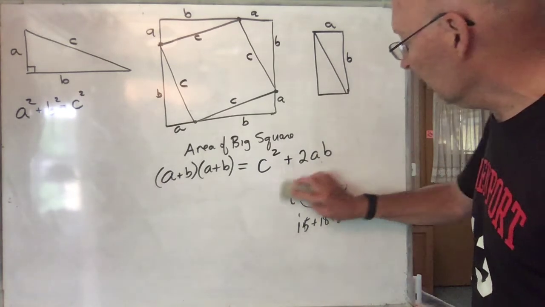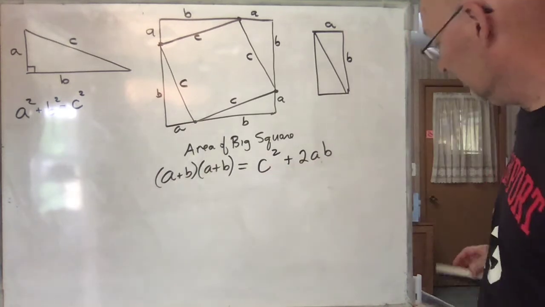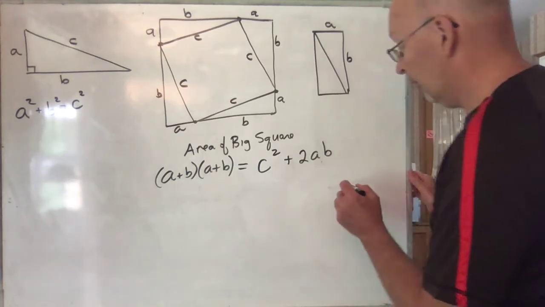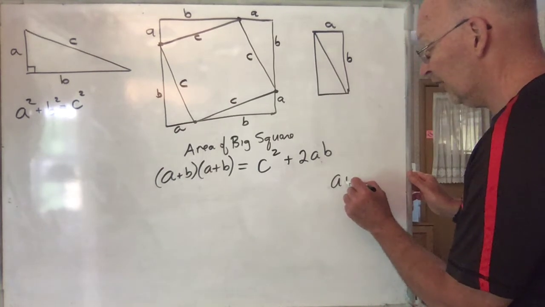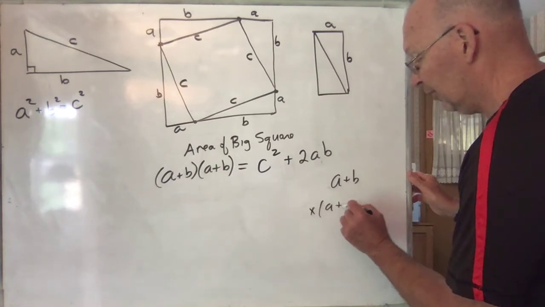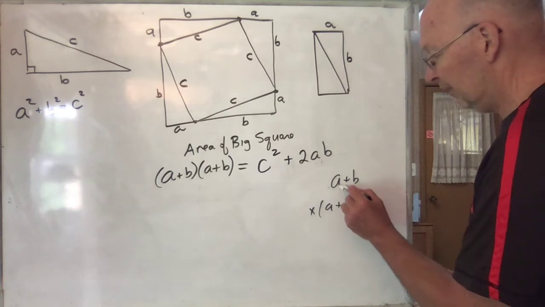So that's called foiling. Okay? You foil, you multiply everything in here by everything in here. Okay? So if I do that, here's another way to think about it. If I take a plus b and multiply it by a plus b, you just multiply them together. Just like you do with numbers. You're going to get b times a.